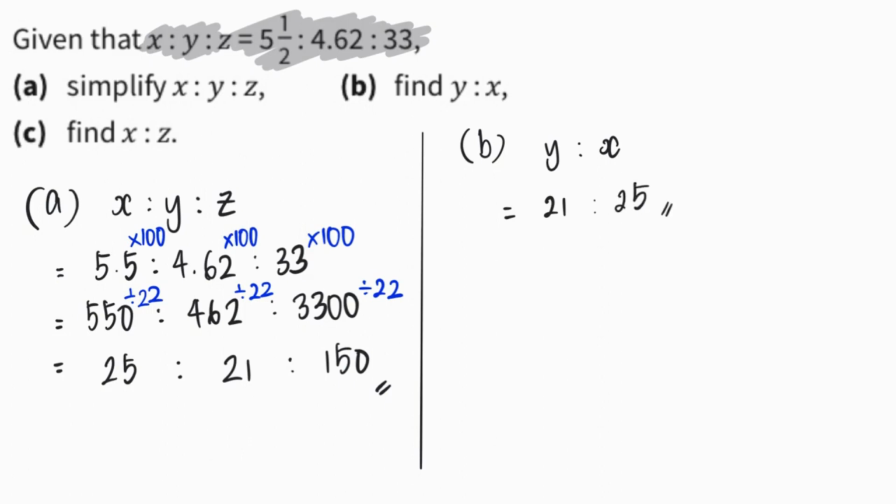Okay, for part C, where we are required to find the ratio for x:z, x is 25, z is 150. Aha, both can be divided by 25, and therefore I will get 1 : 6, and that will be the simplest form for this question.